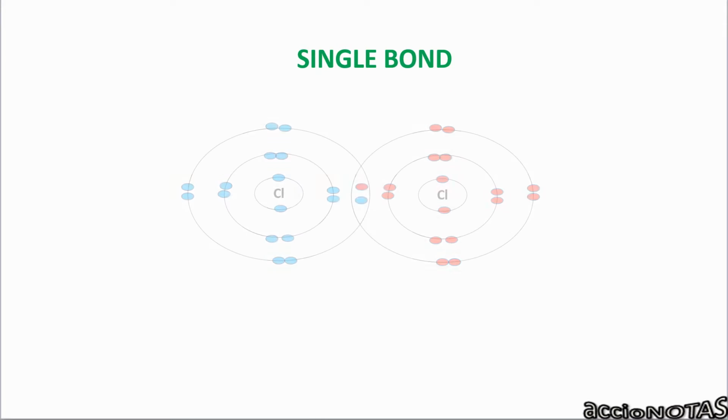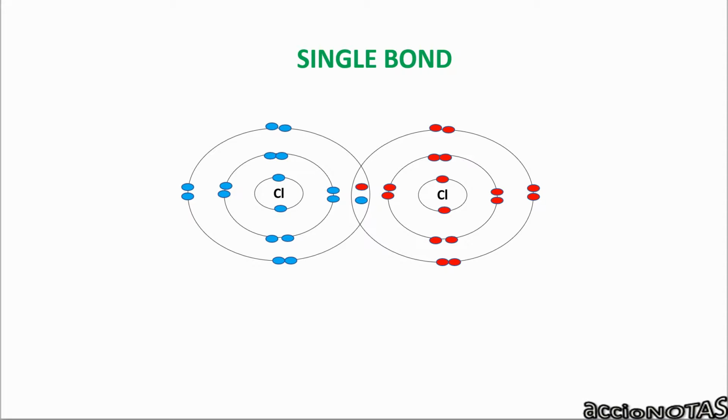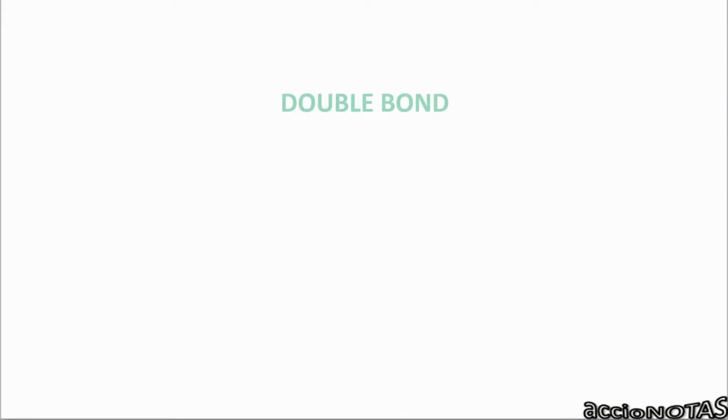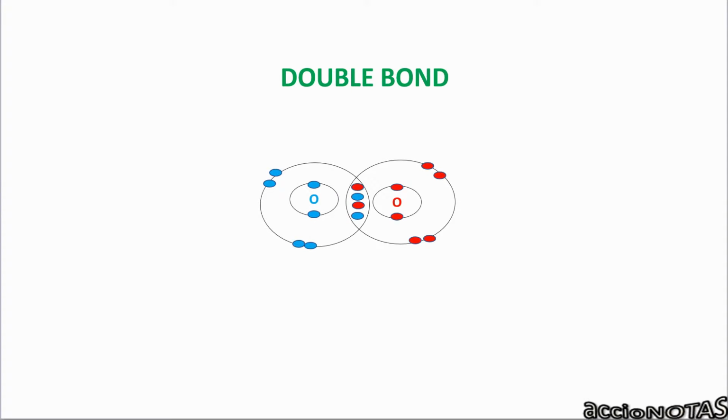For example, we have a chlorine molecule that represents a single bond. Two electrons are shared between two chlorine atoms. To represent a double bond, we have the oxygen molecule. Here you can see two electrons are given from each oxygen atom, and thus four electrons or two pairs are shared.